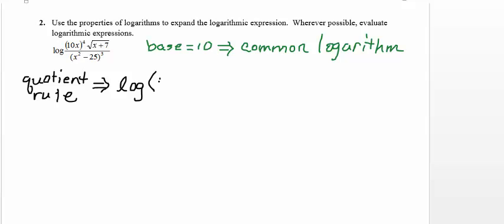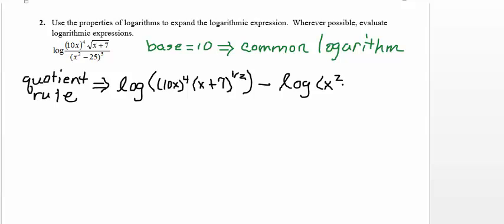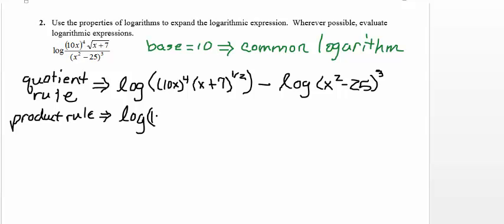So the common log of 10x to the fourth, and I'm going to write the square root of x plus 7 as x plus 7 to the 1/2, minus the common log of x squared minus 25 to the third. So that was just the quotient rule. Now I'm going to use the product rule for the first part of this expression.